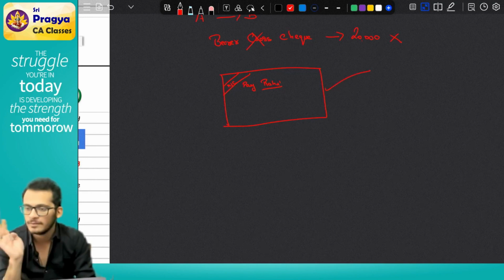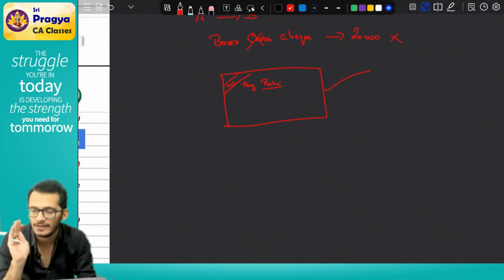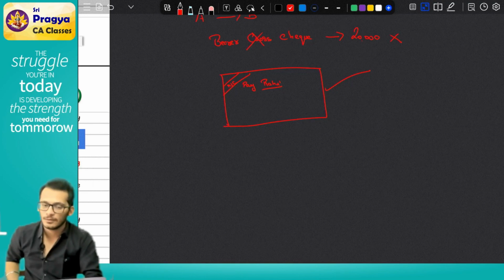Bearer check is not permissible. Cross check is not permissible because I don't know who will take the money. Any person can go in and cash the money. Therefore, it is not right. Yes or no? This is what the transaction is.